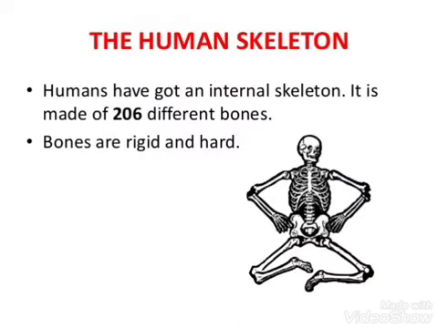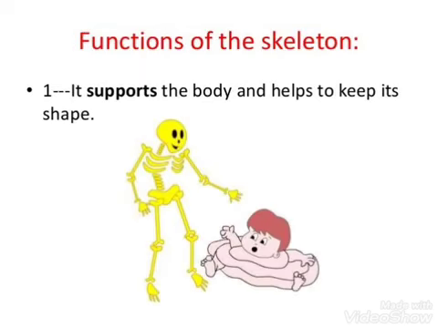So what is it made up of? I told you that a skeletal system is made up of 206 different bones, and these bones are rigid and hard. So how do we come to know the shape of the human body? By feeling them. Some bones we can feel by touching them. For example, our skull we can feel by just touching our head. Our rib cage we can feel by touching.